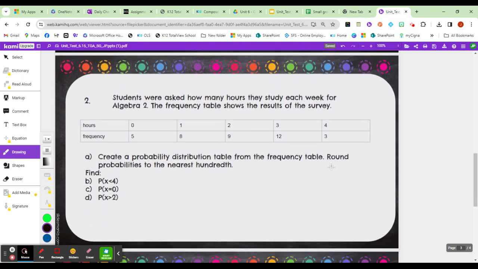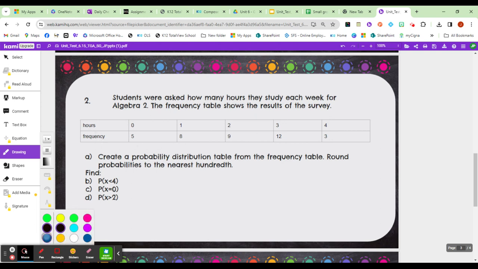It says students were asked how many hours they studied each week for Algebra 2. The frequency table shows the results of the survey. So here are my hours. So 5 students studied 0 hours, 8 students studied 1 hour, 9 students studied 2 hours, 12 students studied 3 hours, and 3 students studied 4 hours.